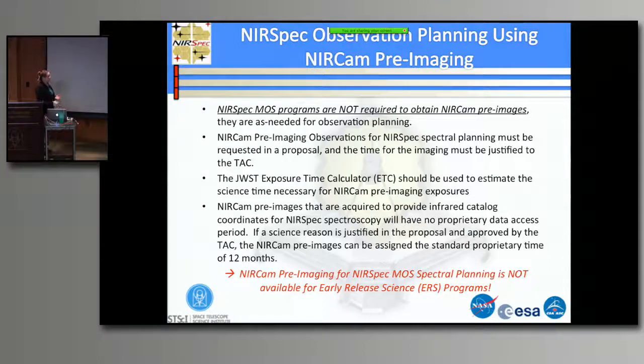And so again, this pre-imaging option is not available for ERS NIRSpec MOS spectral planning because of the time necessary for the turnaround. It will be available in cycle 1 for GO observers.